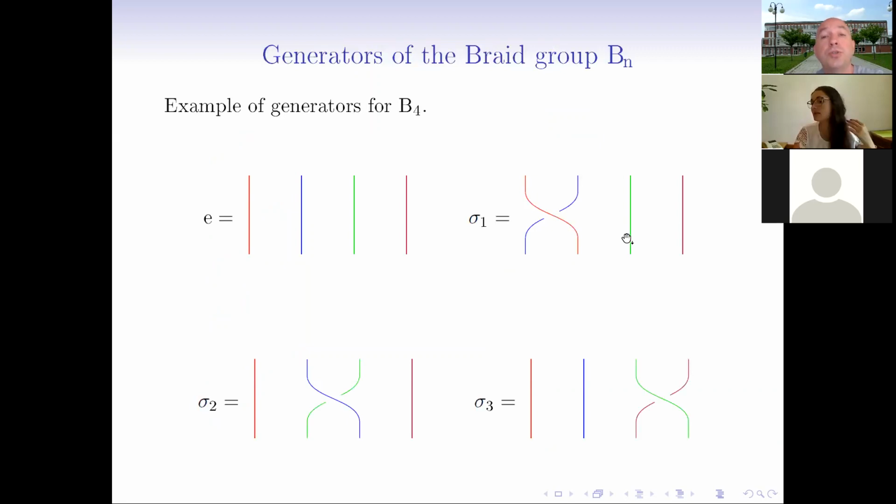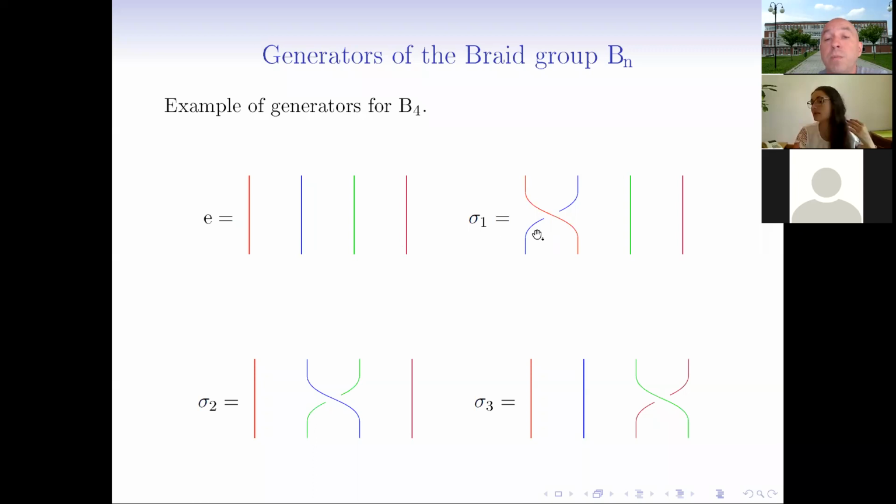So let me show the generators. In fact, this group is infinite, but it's finitely generated. There's a finite number of generators. And let me show the generators for B4, the braid group of order 4. So this is the neutral element, of course, which consists of 4 straight lines. I colored them for simplicity.